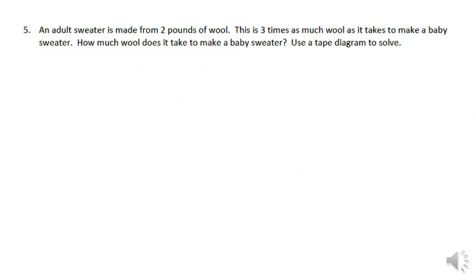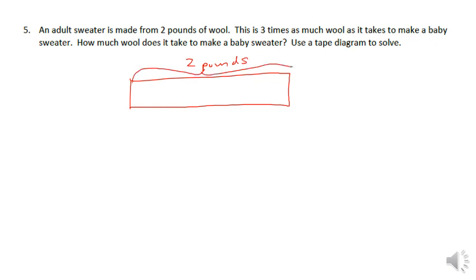An adult sweater is made of 2 pounds of wool. This is 3 times as much wool as it takes to make a baby sweater. How much wool does it take to make a baby sweater? So, it says here's 2 pounds of wool. Okay. And it says this is 3 times as much as it takes to make a baby sweater. So that means from that same wool, I can make 3 baby sweaters. So this would be 1 baby sweater.